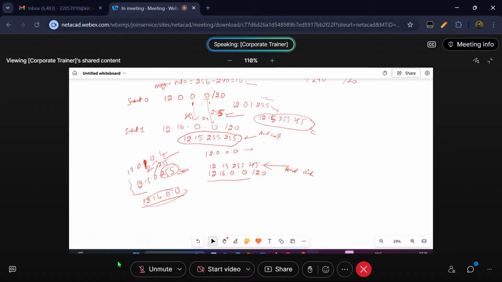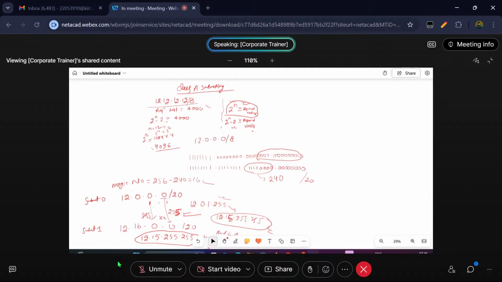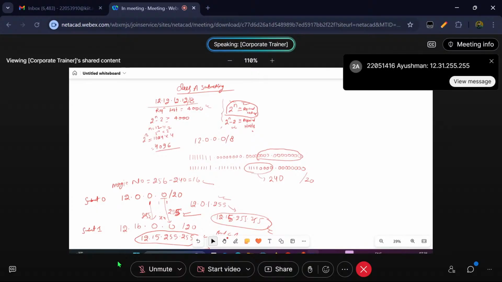Sir, I'm not clear about the magic number calculation. Yeah, in the magic number, how do we have to calculate? See, the rest of the people just solve the questions. I'm just explaining about the magic number. Those who know that can go ahead with the next question which I have given you. Those who don't know, again, focus here.